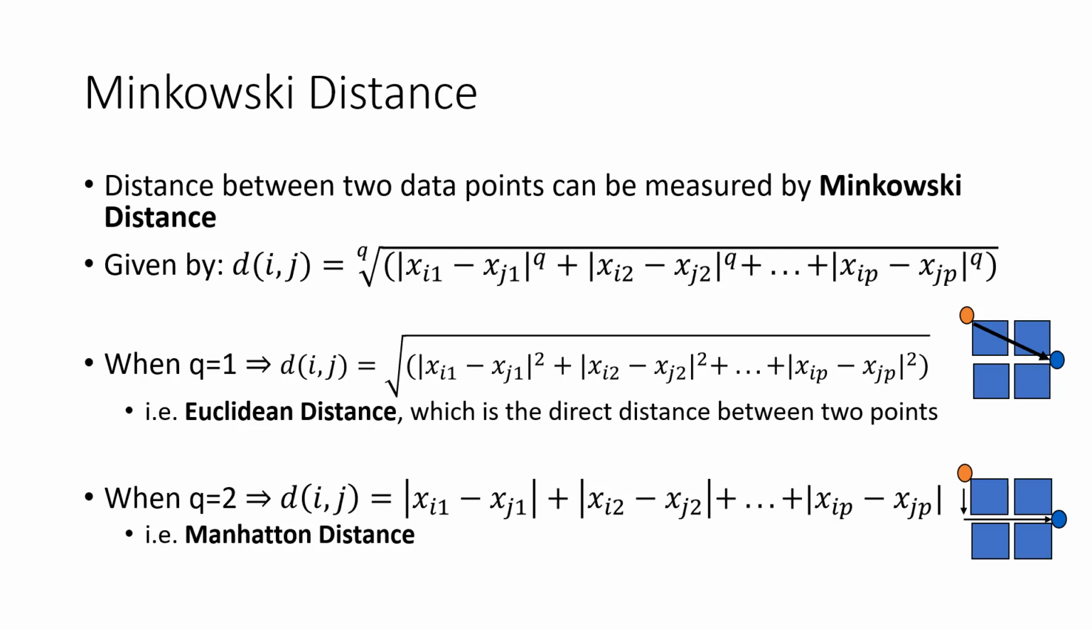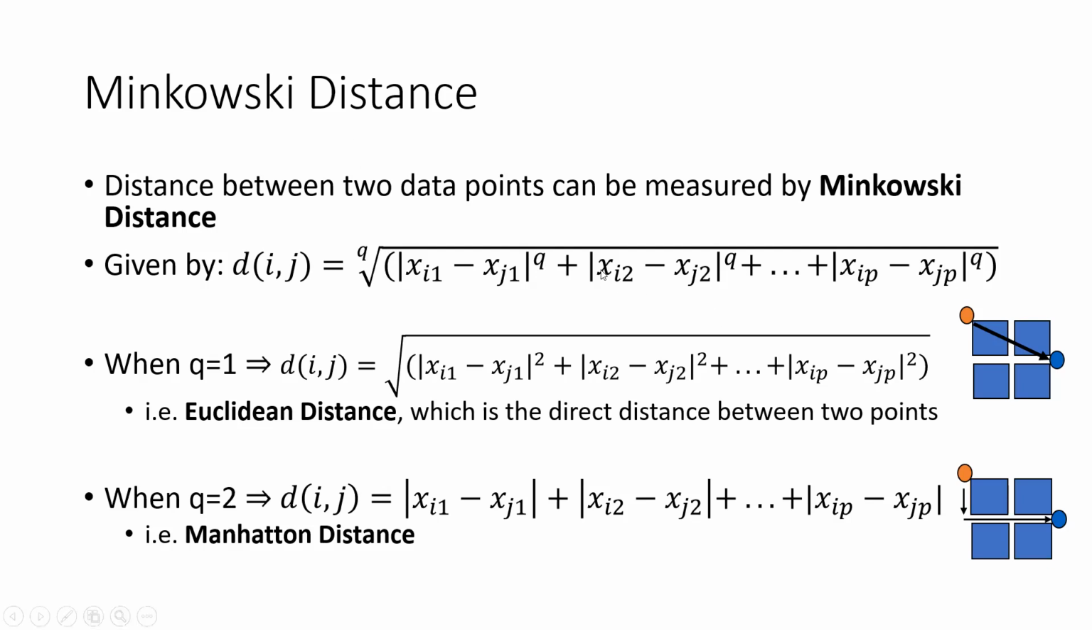So Minkowski distance is a measure between two data points like xi and xj, right? The distance between these two data points is given by dij like this. So the first dimension of xi minus the first dimension of the xj data point, and we take the absolute value and take it to the power of q, right? Q may be any number, right?